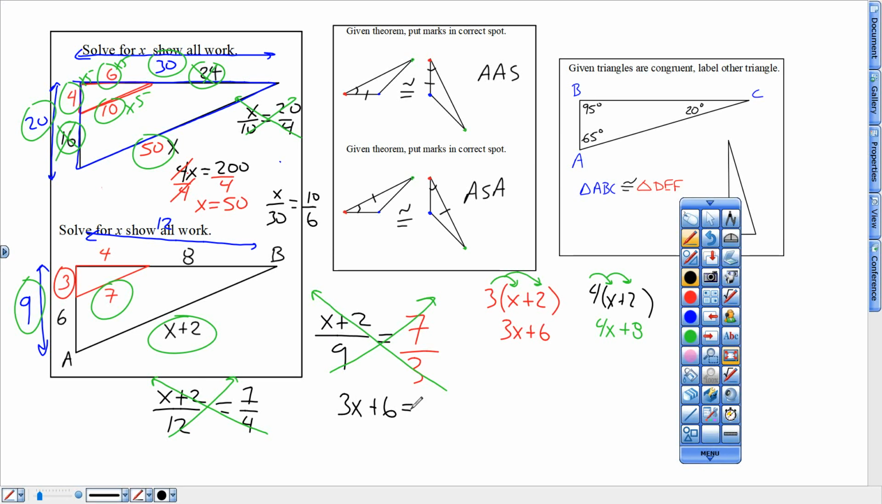7 times 9, 63. Now it's a two-step equation where I take away 6 on both sides, bring down the 3x. This gives me 57, I believe. Divide both sides by 3.